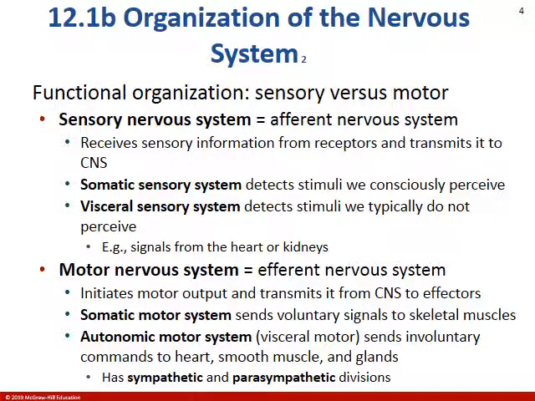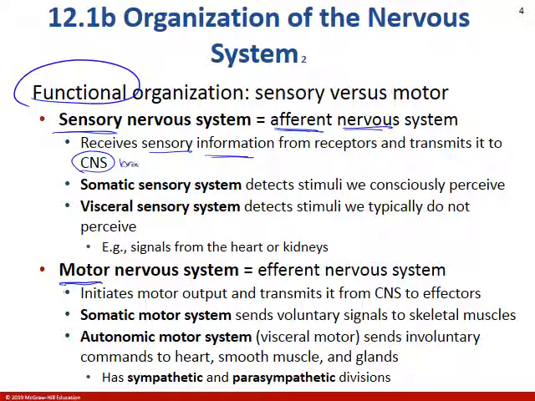If we were going to organize the nervous system according to functionality, what the nerves do, we would have sensory and motor. So sensory is carrying information to the brain. So these are afferent neurons, and they're carrying sensory information to the central nervous system. So that's brain and spinal cord. In the motor division, this is the efferent nervous system. This is where we're initiating motor outputs and transmitting them away from the central nervous system out to the effectors.